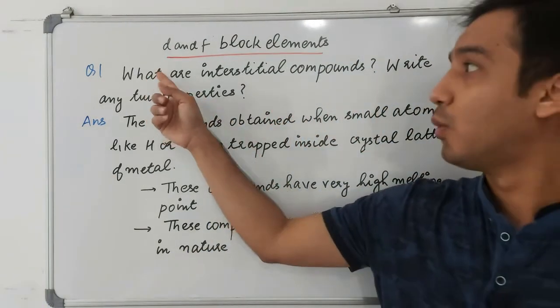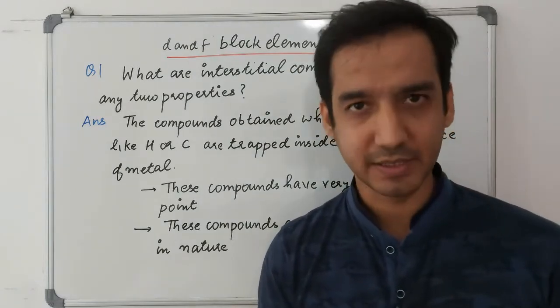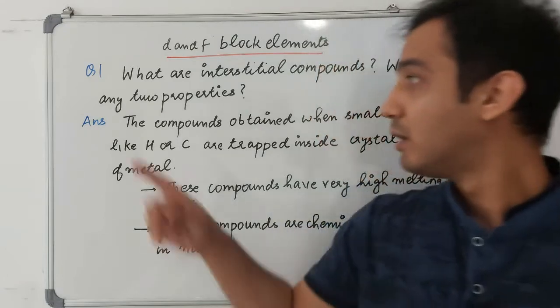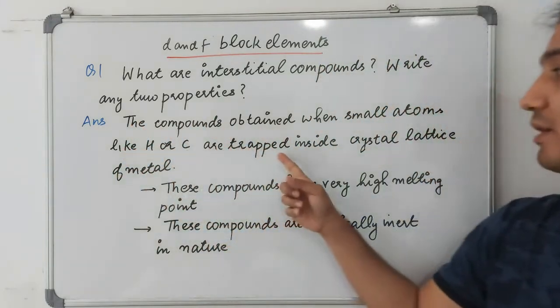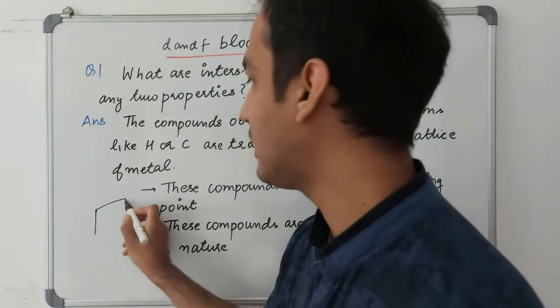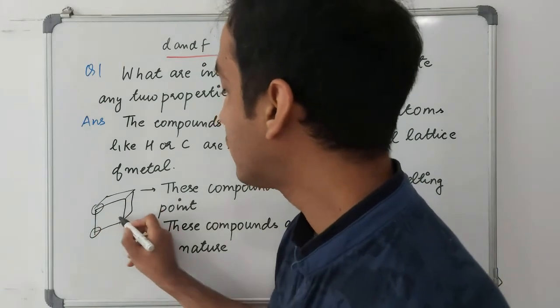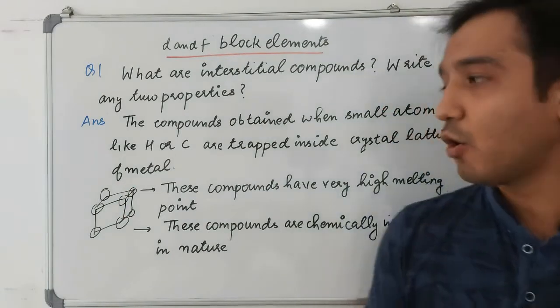First question is, what are the interstitial compounds and write any two properties. First, what do you mean by interstitial? The compound obtained when small atoms like hydrogen or carbon are trapped inside a crystal lattice of metal. Suppose you have a crystal lattice of metal. Metal is in a form of lattice. Atoms have arrangement in a lattice, and now what happens?